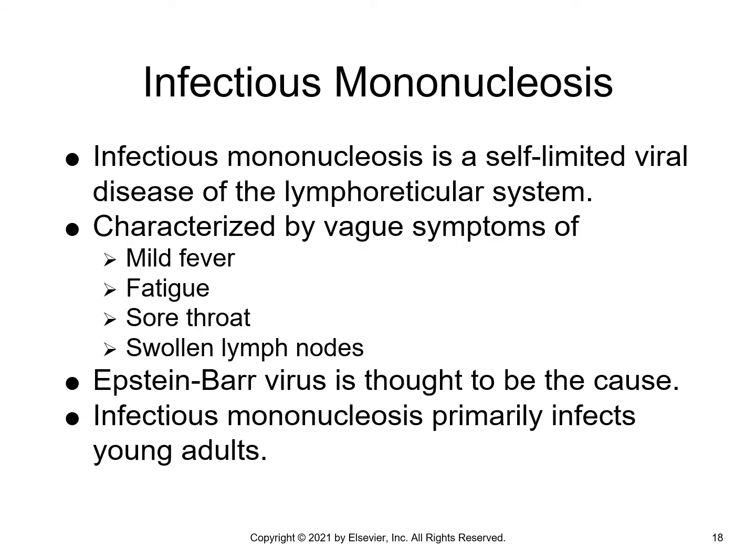That brings us to infectious mononucleosis, a self-limited viral disease of the lymphoreticular system. So again, it's going to affect the production of your white blood cells in the lymph system. It's characterized by vague symptoms including a mild fever, fatigue, sore throat, swollen lymph nodes, and often comes with splenomegaly, or an enlarged spleen. It's thought to be caused by the Epstein-Barr virus, and it primarily infects young adults.